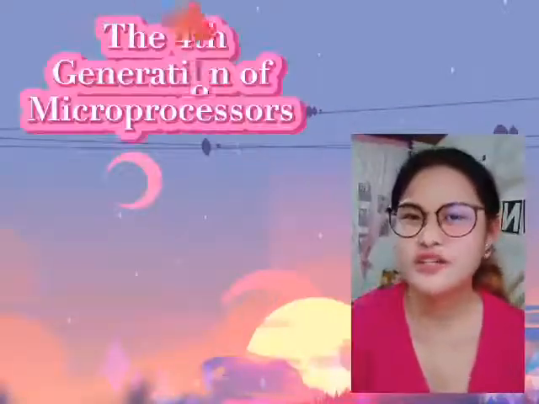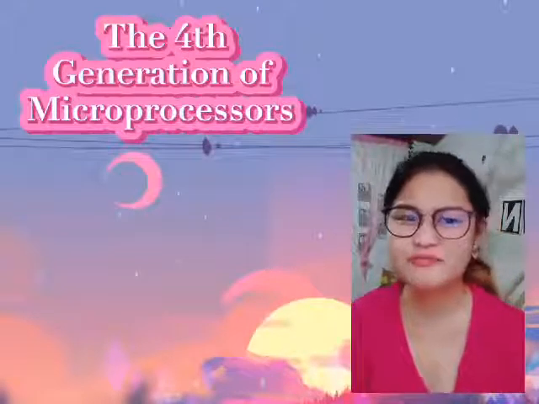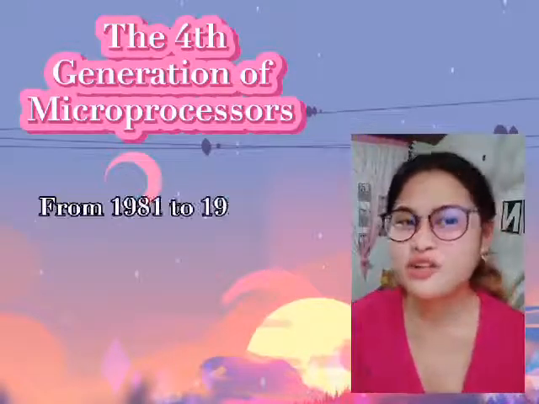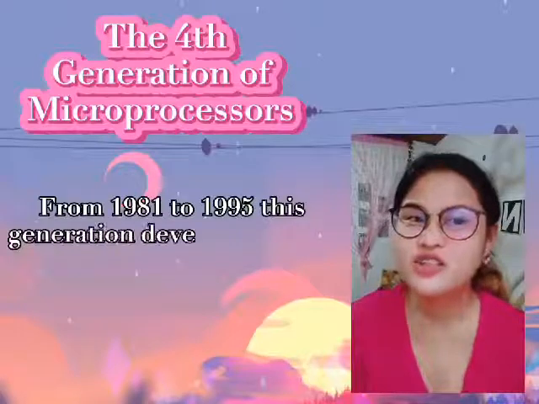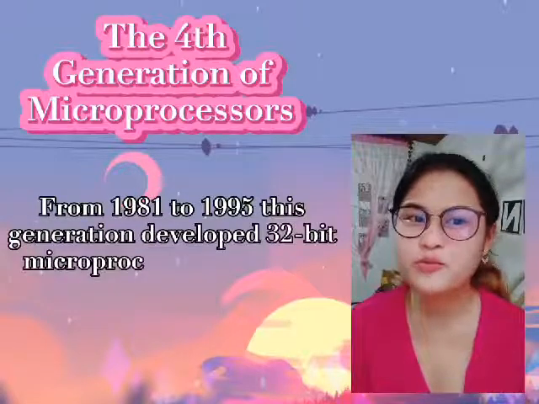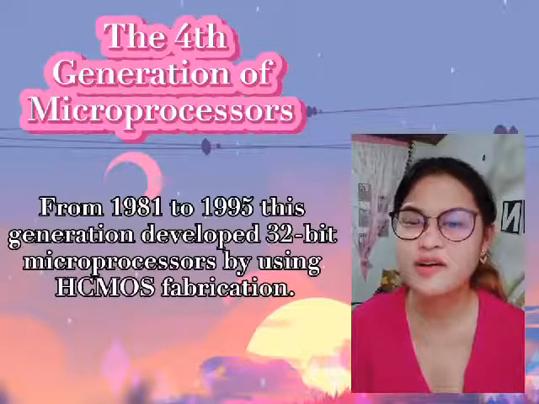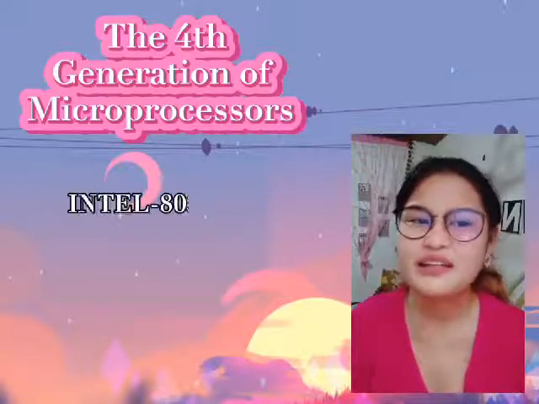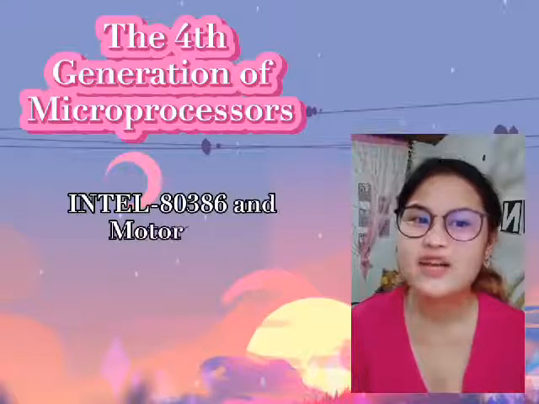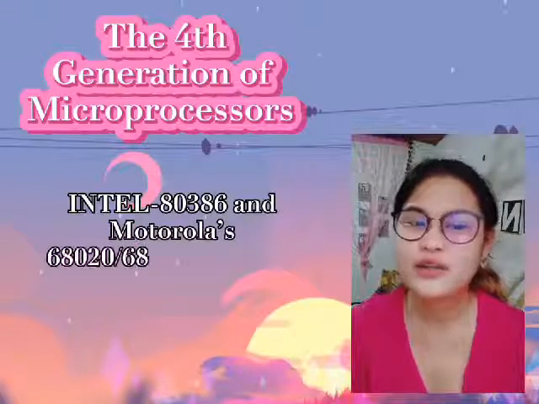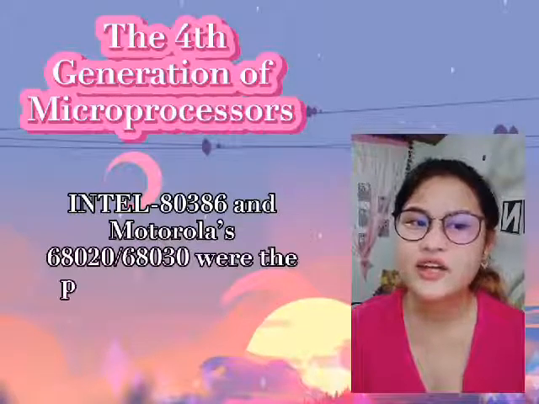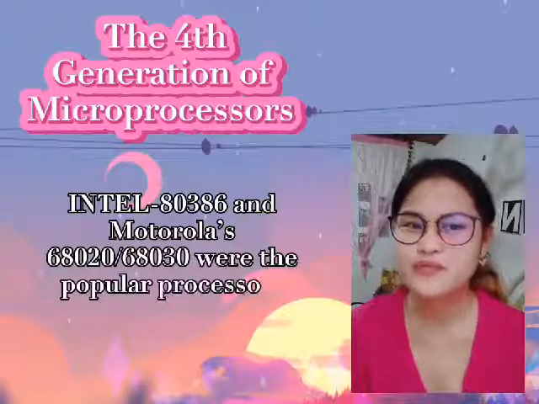The fourth generation of microprocessors. From 1981 to 1995, this generation developed 32-bit microprocessors by using HCMOS fabrication. Intel 8368 and Motorola's 68020 and 68030 were the popular processors.